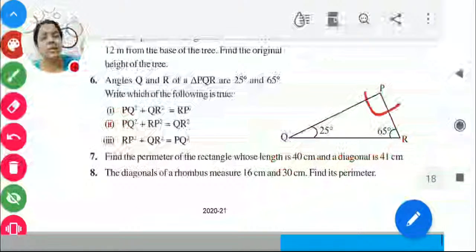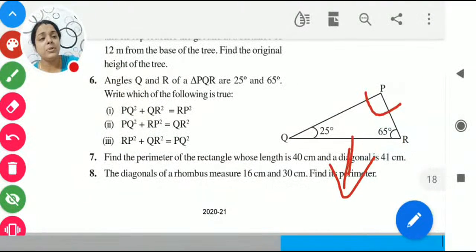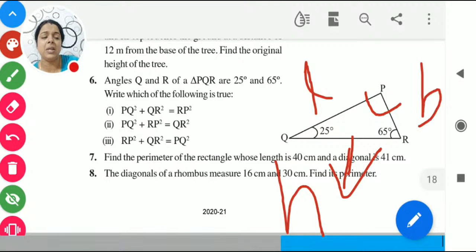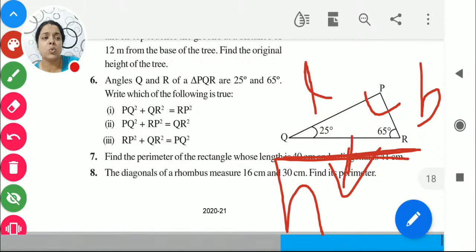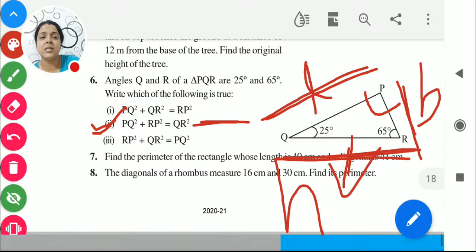Remember, as here we found this is the right angle triangle and this is its side and this is the opposite side, so it will be hypotenuse. And let's take L and let's take B. So what is it? QR square is equal to QP square plus PQ square. So let's see. QR square is equal to PQ square plus RP square.